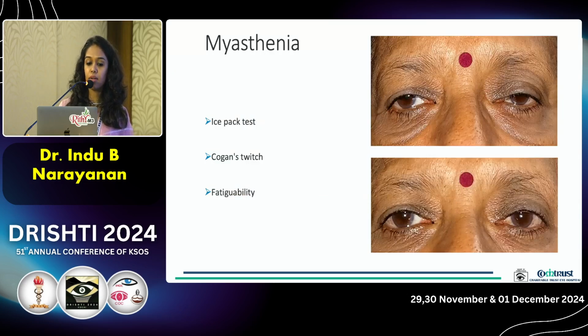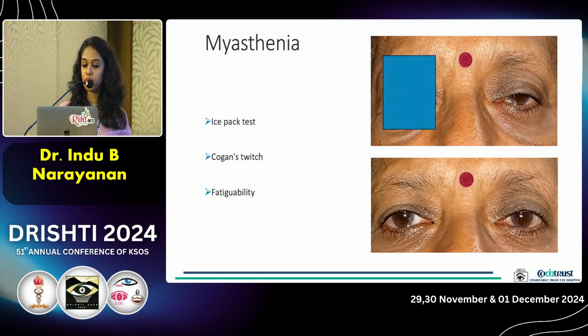So myasthenia, how do we test for myasthenia? The most important test is the ICE test, which has very high specificity, with around 90% sensitivity. Here the ice is kept over the eye for around 2 minutes, and you can see that after 2 minutes there is an improvement in the ptosis. It's a positive one. Now Cogan's twitch, how do we do that? Ask the patient to look down for around 30 seconds, then look straight, and look for any upshoot of the upper lid. And fatigability, not that specific, but still ask the patient to look up for 30 seconds and look for the fatigue of the upper lid.